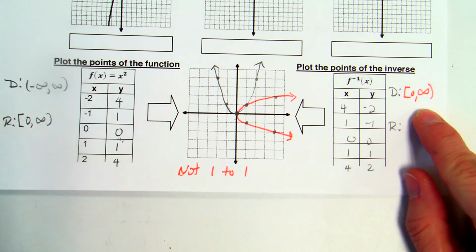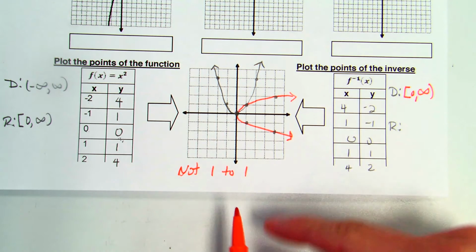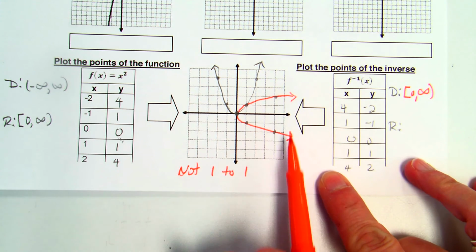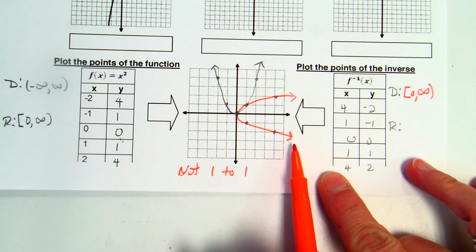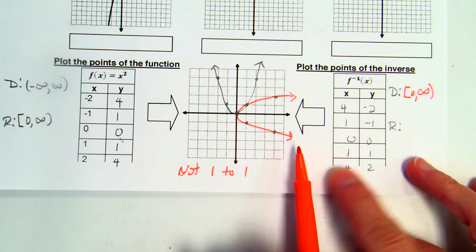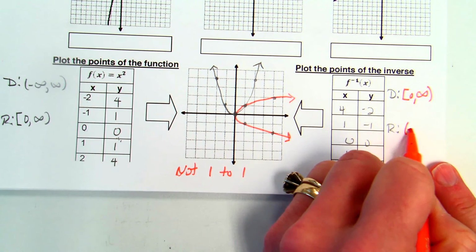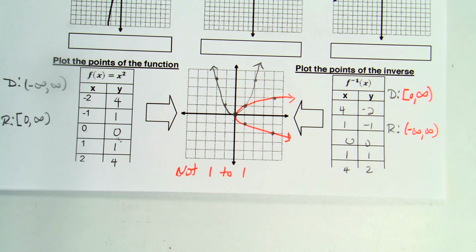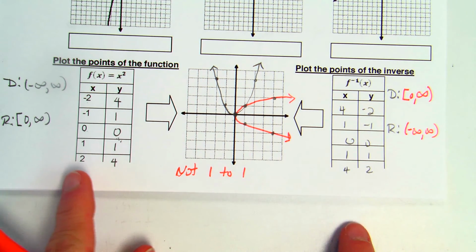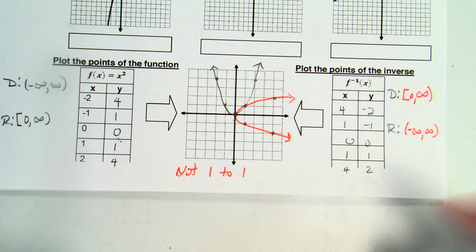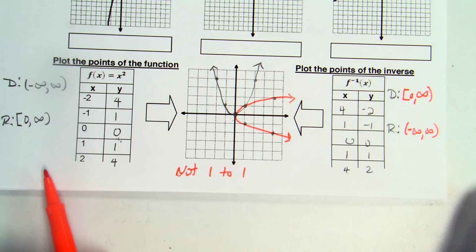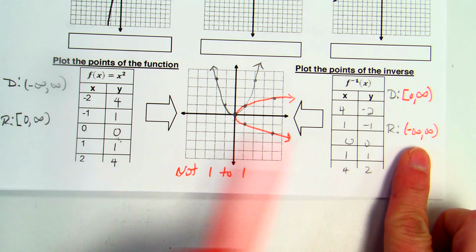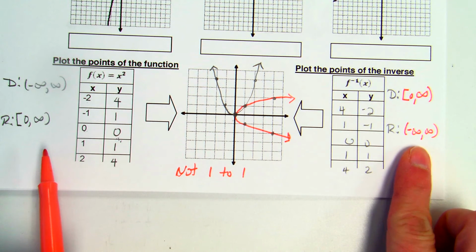All right, now look at the range of the orange. Range is from lowest y value up to the highest y value. What is the range of this inverse? All real numbers. Negative infinity to positive infinity. So the domain and the range of a function and its inverse should flip-flop. That did happen. Now, I suggest you don't just come over here and swap these, because what if you mess these up?